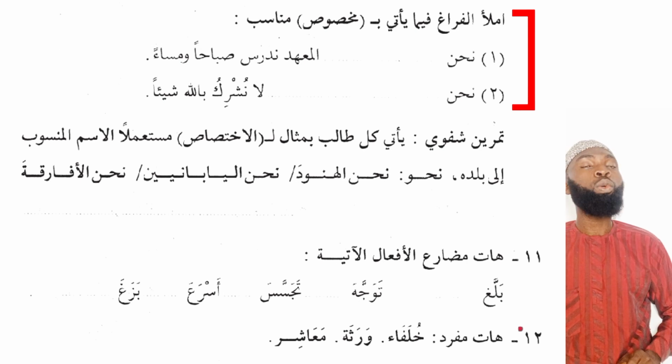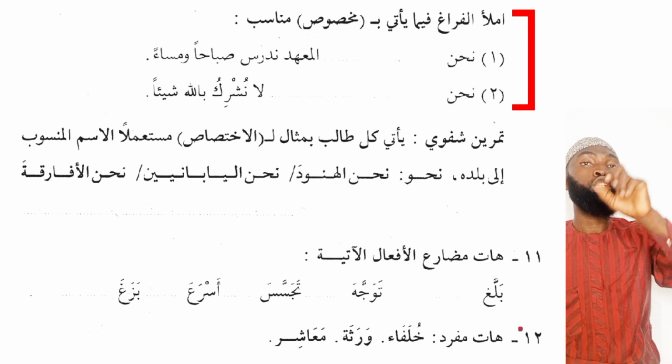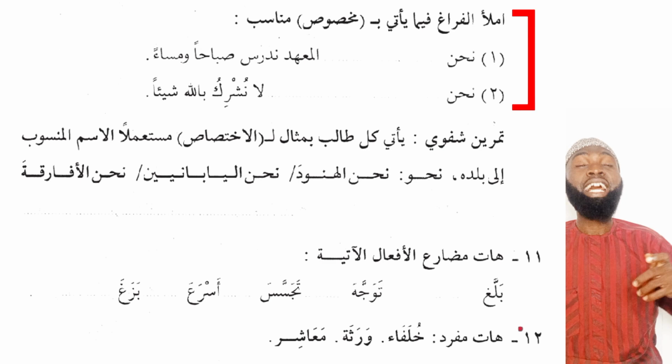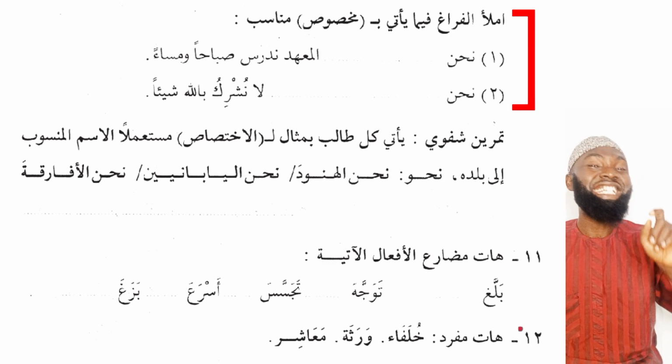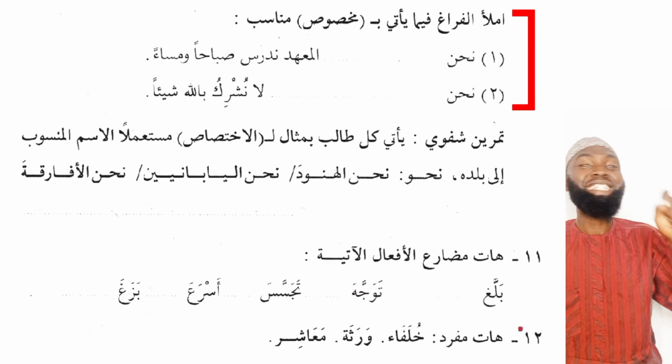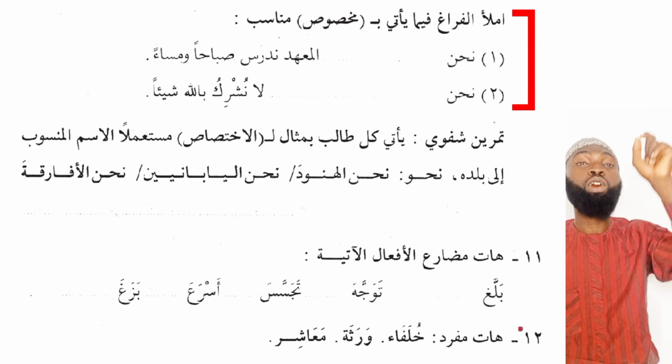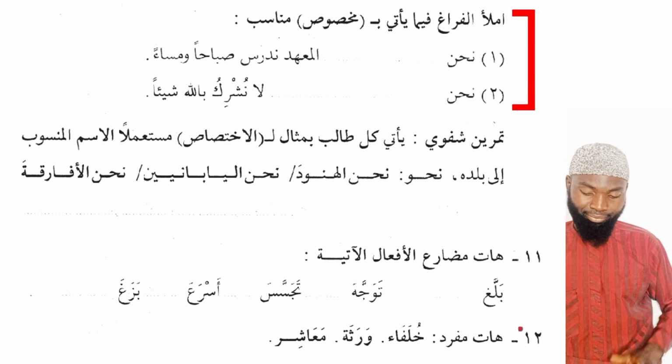Next we have Nahnu dash la nushrik billahi shay'a. We dash do not associate partner with Allah. We don't associate partner with our creator. So you say Nahnul Muslimina. So the word al-Muslimin will be Muslimina with ya because it's coming lil ikhtisas, as if the word akhussu is there but it is omitted.